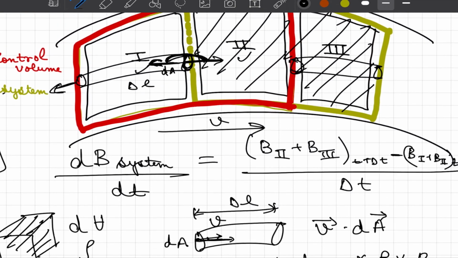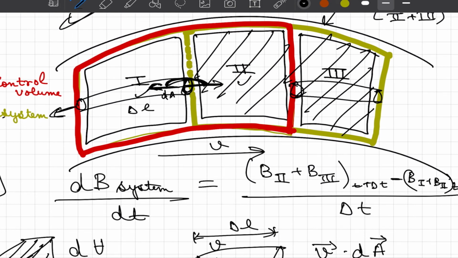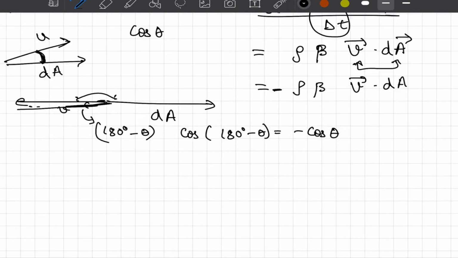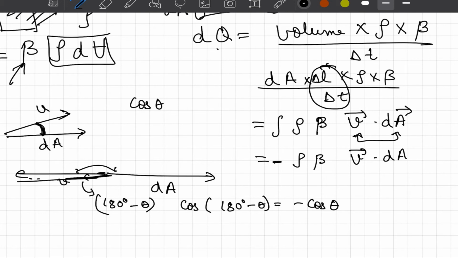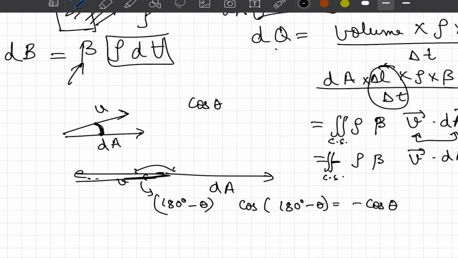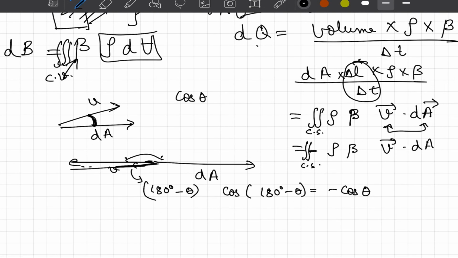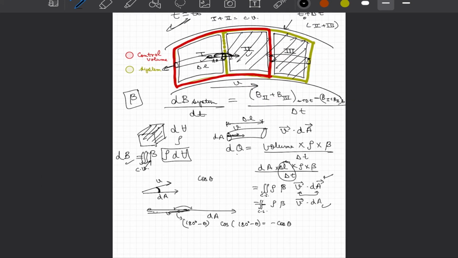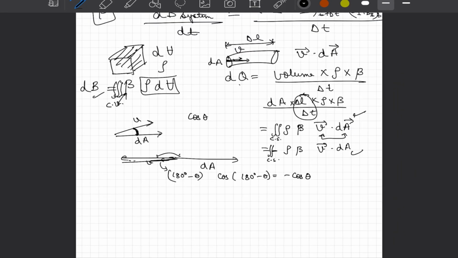Now, since we are talking about this infinitesimally small element, if we are interested to understand how much flow has taken place through the cross section, we will take the double integral across the surface. Here, if we are interested to know what is the mass contained in the volume, we will take the triple integral over the control volume, and now we will put these expressions together and try to see how it relates to dB system by dt.